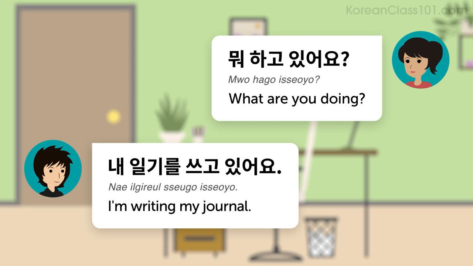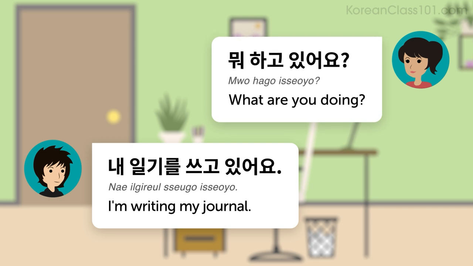First of all, you'll need to learn how to say, What are you doing? That's 뭐 하고 있어요? Listen to it again. 뭐 하고 있어요? This Korean sentence literally translates as, What doing are you? But it means, What are you doing? Now, how do you answer this question?